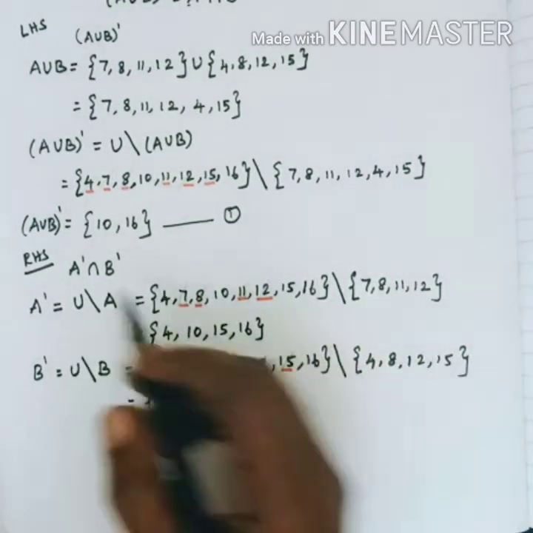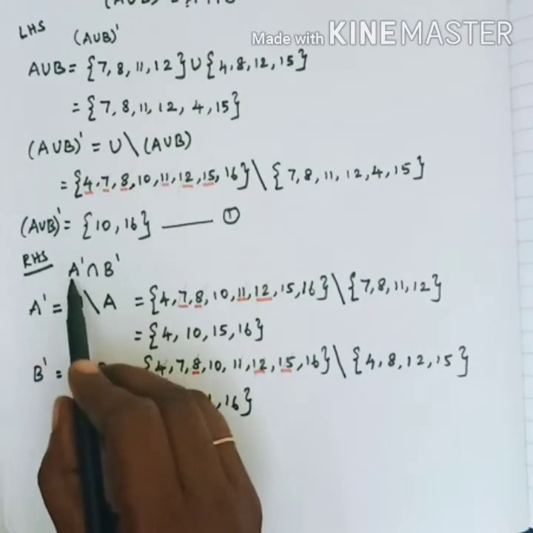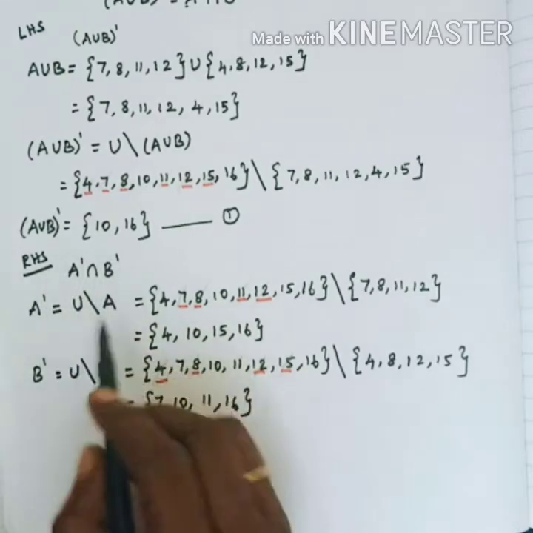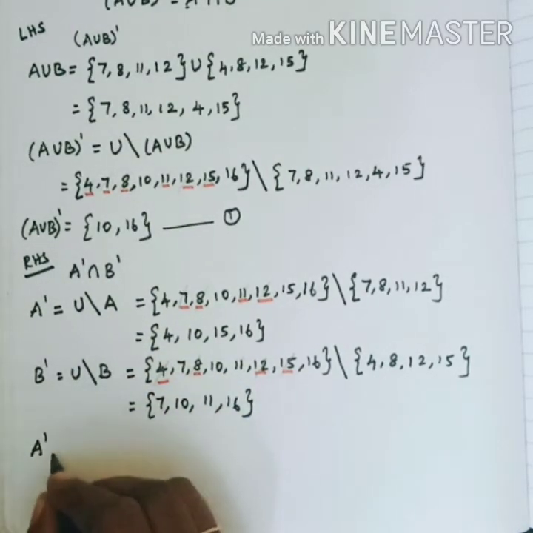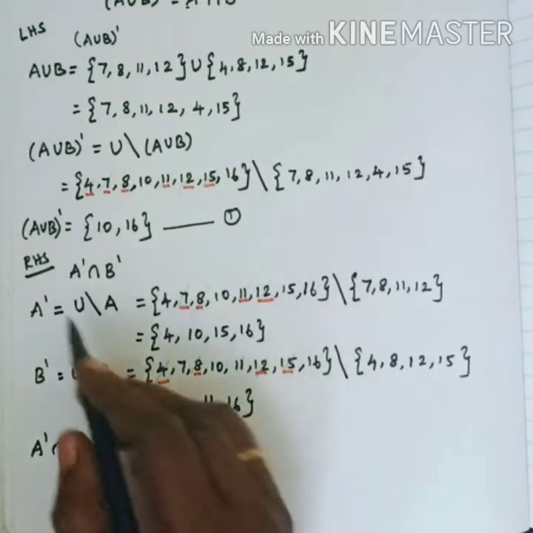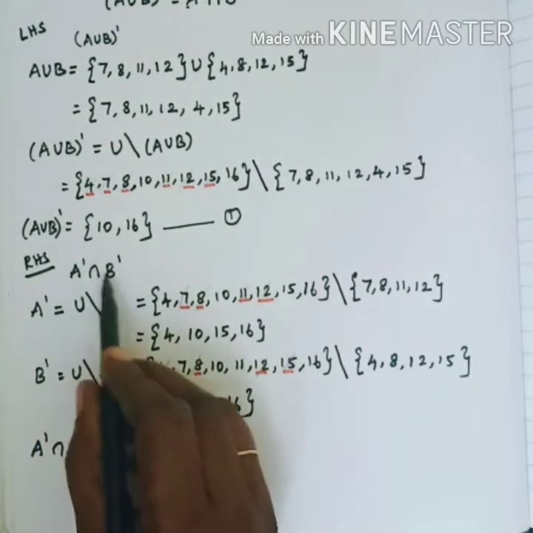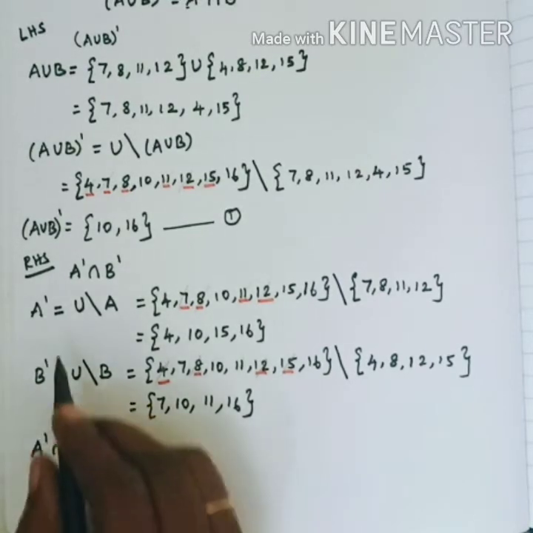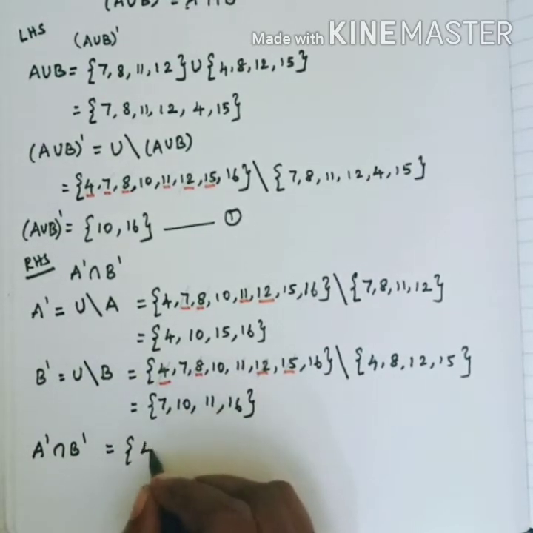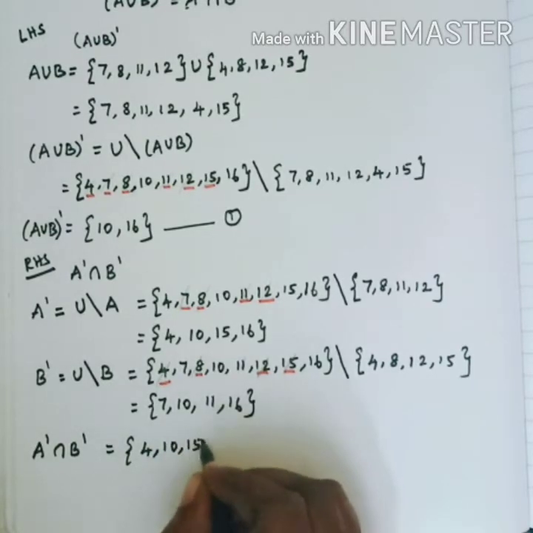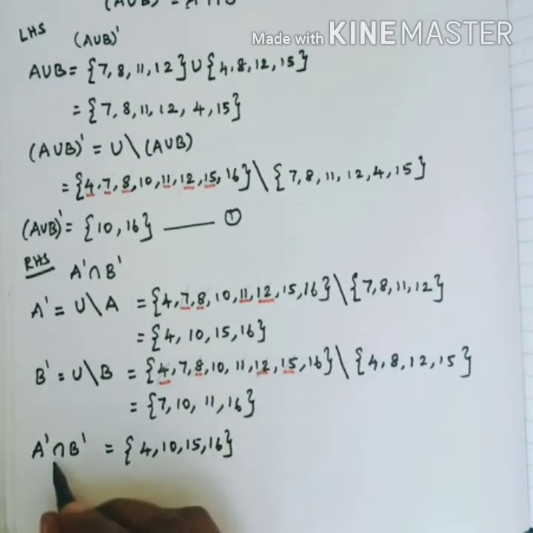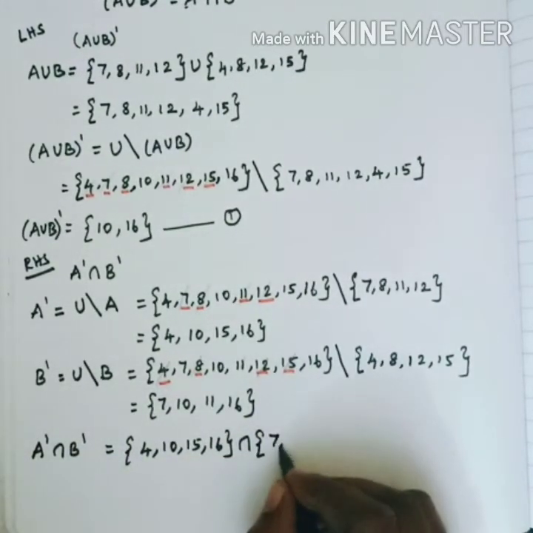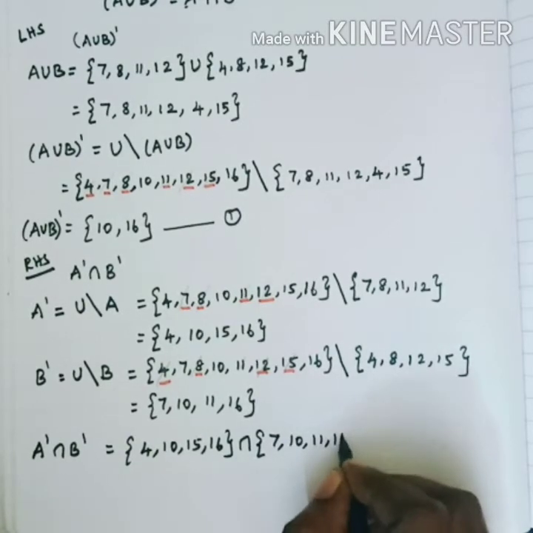Now we have to find the right hand side. We identified A dash and we identified B dash. Now we have to identify A dash intersection B dash. We have to identify the right hand side fully. A dash intersection B dash is the right hand side. So substitute the elements for A dash. A dash we found, what is that? 4, 10, 15, 16. This is your A dash, and put the intersection symbol. And your B dash, the elements of B dash are 7, 10, 11, 16.